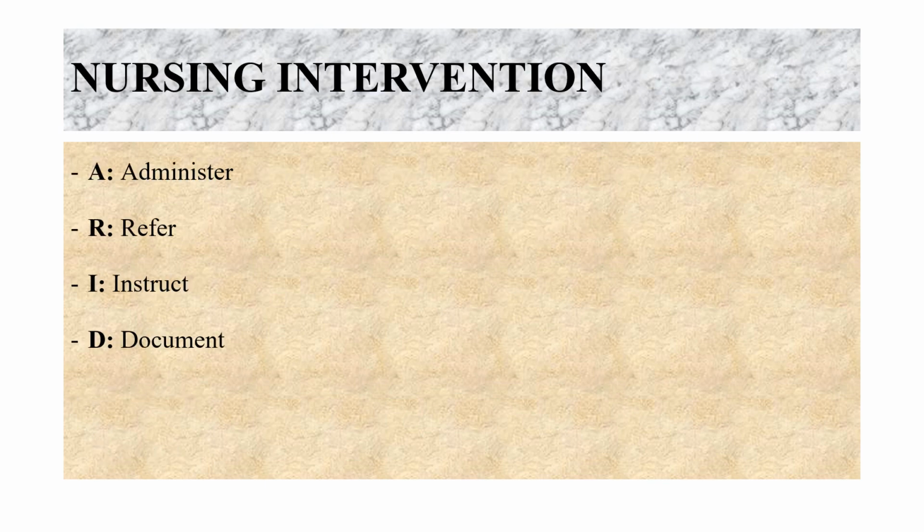A is administer. So you can write administer analgesia or pain medication as prescribed and monitor effectiveness 30 minutes after administration. R is refer. You can write refer the patient to doctor and pain team if the patient's pain remains uncontrolled. I is instruct. So you can write instruct the patient to use the call bell when the pain increases. D is document. You can write document all the care provided to the patient.